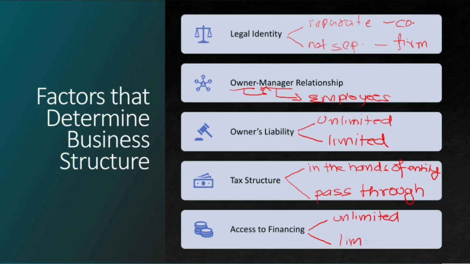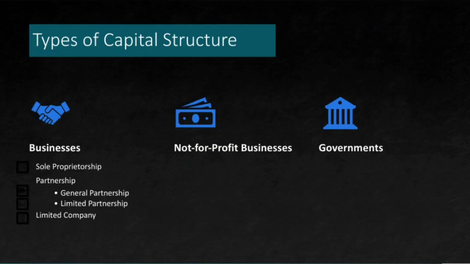So next we'll discuss what are different types of capital structures. Based on the attributes that we just discussed, we have the following types of capital structures. The first is for profit businesses, which include sole proprietorship, partnership, and limited companies.